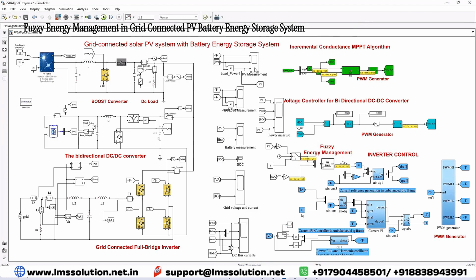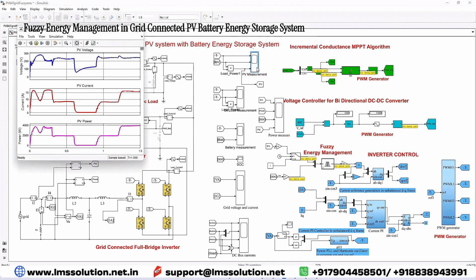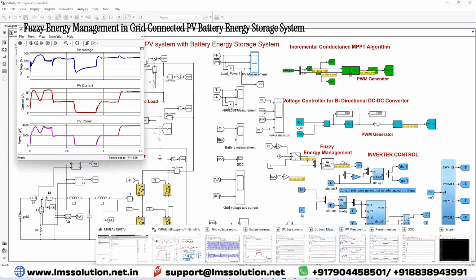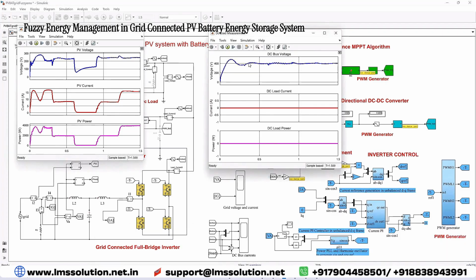We have already simulated the model. Here you can see that initially the irradiation will be 1000. Because of the DC voltage setting, it will have some oscillation. After some time, if you leave it for a long time, it will go to 4000 watts. For 500 it will generate around 2000 watts. For 10 watts per meter square it will generate 0. For 500 it will generate 2000. For 1000 watts per meter square it generates 4000 watts.